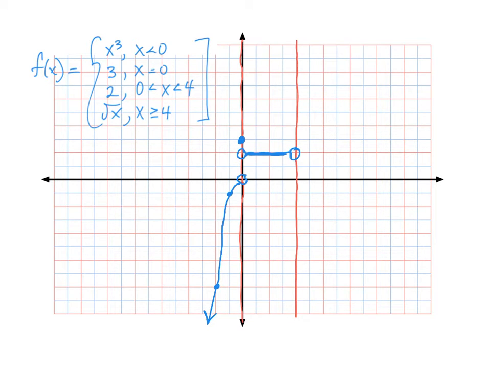Lastly, we have the square root of x when x is greater than or equal to 4. So I'm going to start with 4. The square root of 4 is 2. Oh, look, I fill in the circle because it happens to be that place for both those functions or pieces.